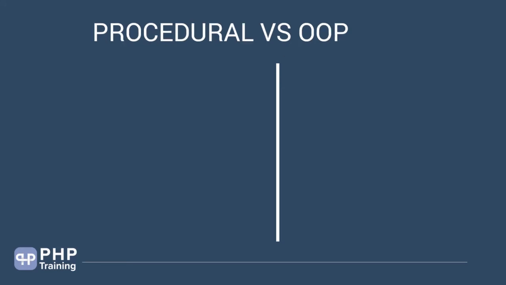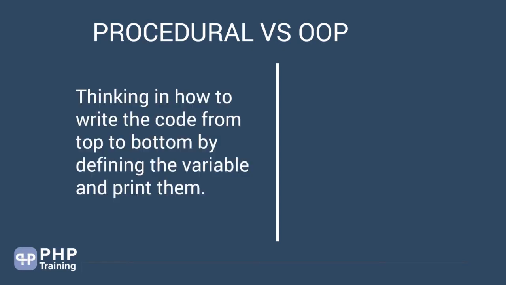Okay, so what is the difference between procedural versus OOP? In procedural, you are thinking about how to write the code from top to bottom by defining the variable and printing them. If you've been writing procedural for years, this is what you and I have been doing, right? We start from the top of the page, we go to the bottom of the page, and whenever we are hit with a variable, we define it, we store the value, we move on. We want an array, we define an array, we store the value, we move on. If you want to print something, we write echo statements, we move on.